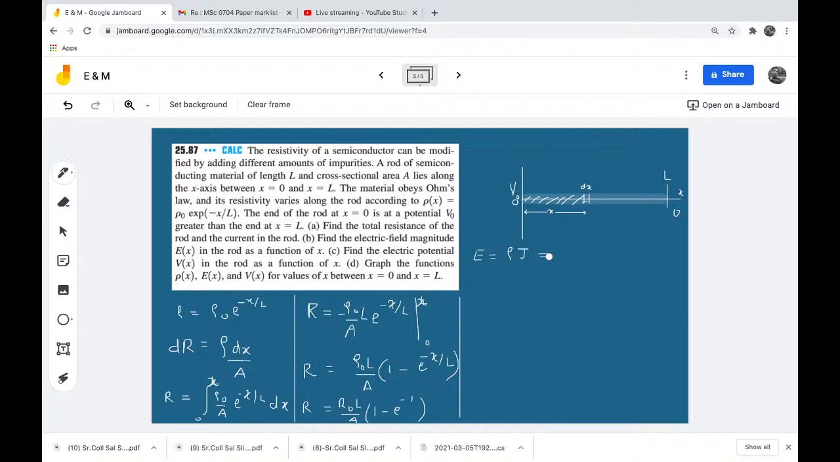So J is the current upon area. So now I can put the value slowly. Rho I know, rho is rho 0 e power minus x by L. So rho 0 e power minus x by L. So this is my rho 0. J value is straightforward. J is, you know, it's current density. So it's a current I divided by area. But what is current? So current is nothing but V by R. V is V0, remember, potential difference is V0, and R is this one.